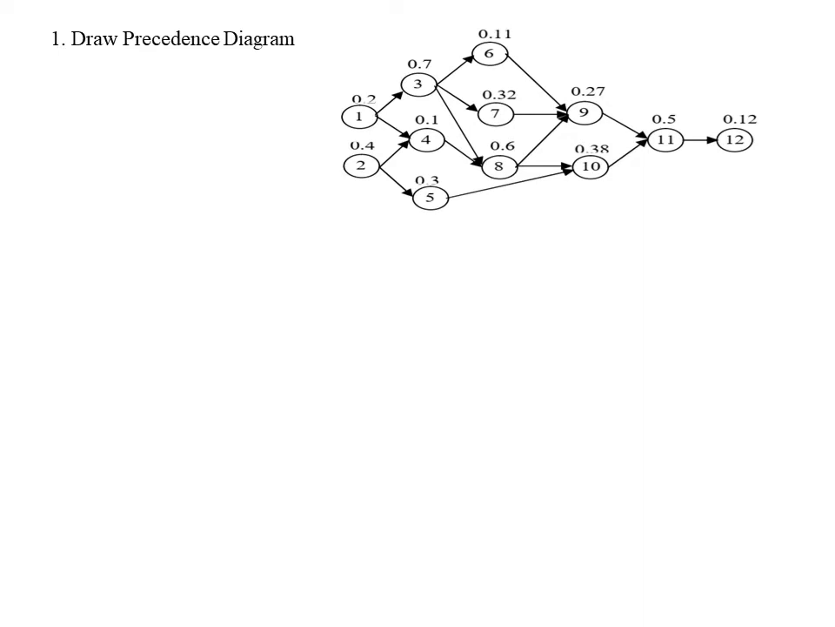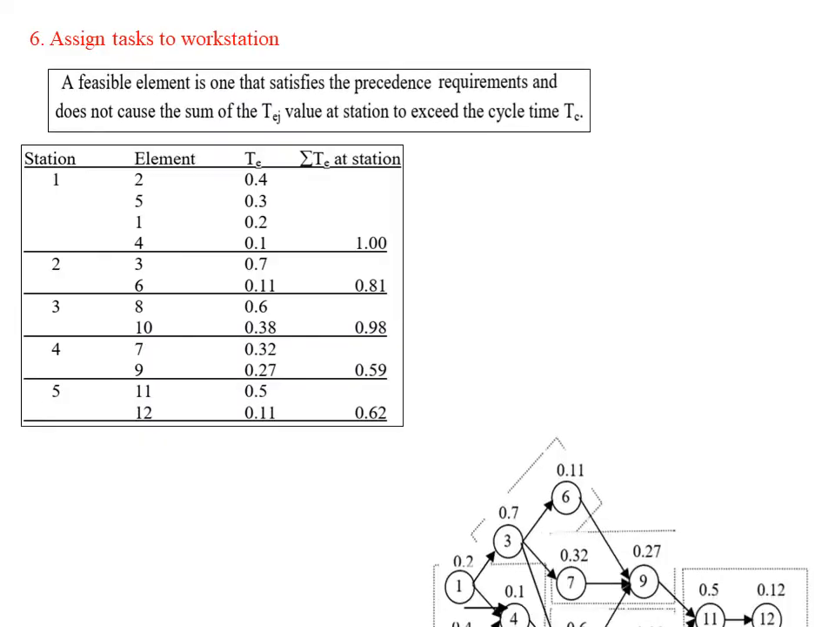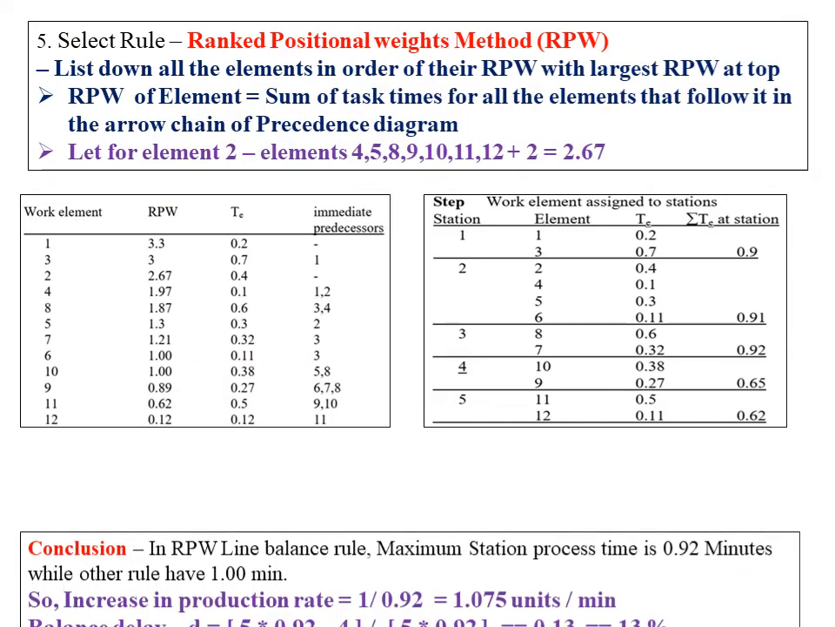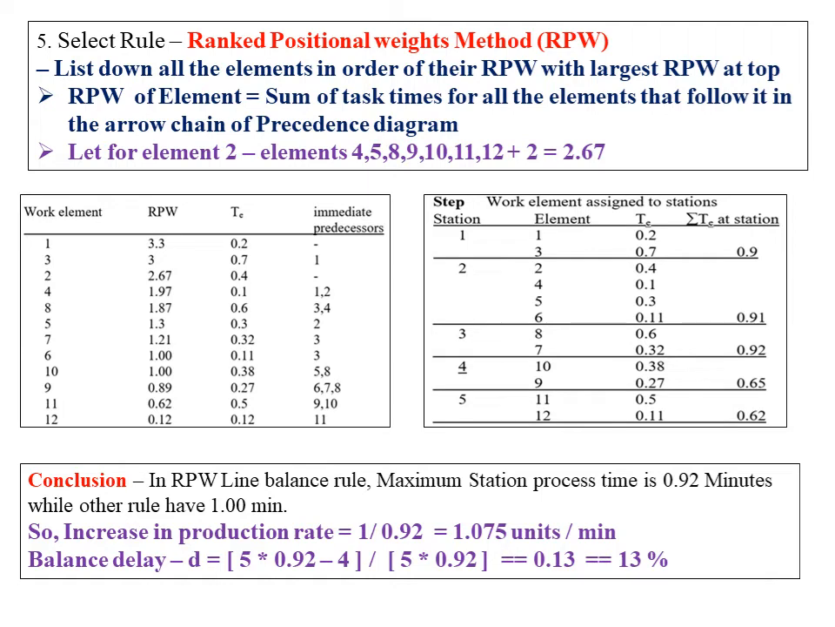So like this. For element 2, it may be 4, 5, then after 4 it is 8, after 8 it is 9 and 10, then after 9 it is 11, then 12. So for 2 it is 4, 5, 8, 9, 10, 11, 12. Like this. So we got the balance delay as 13%.